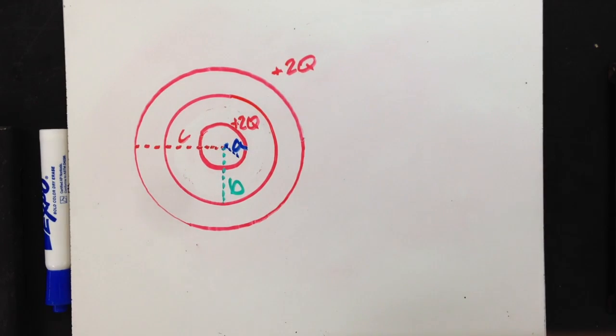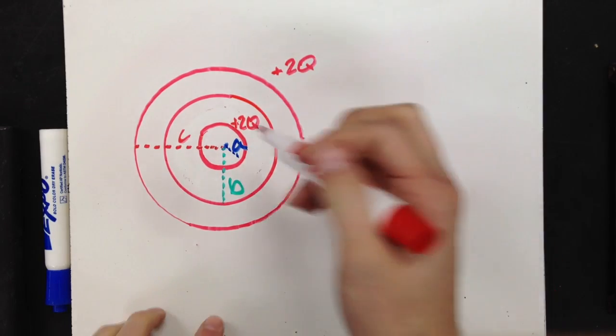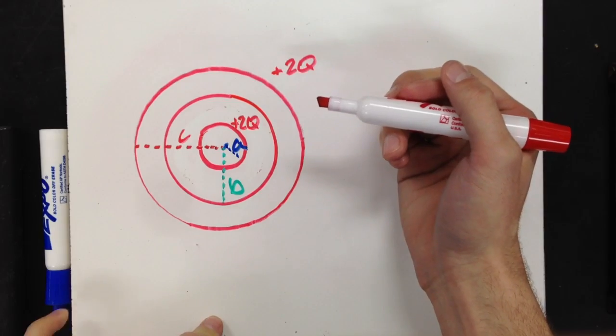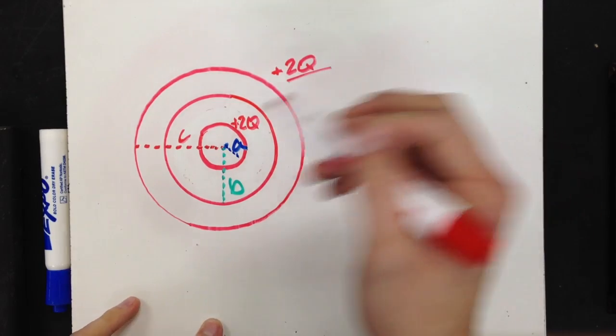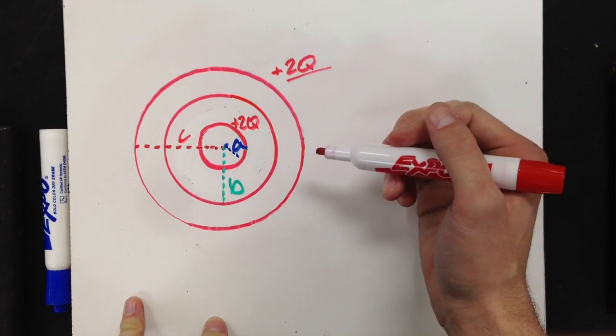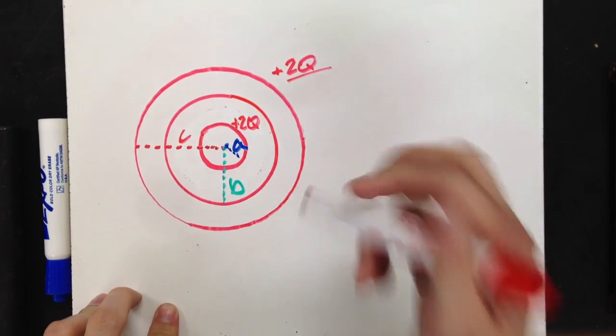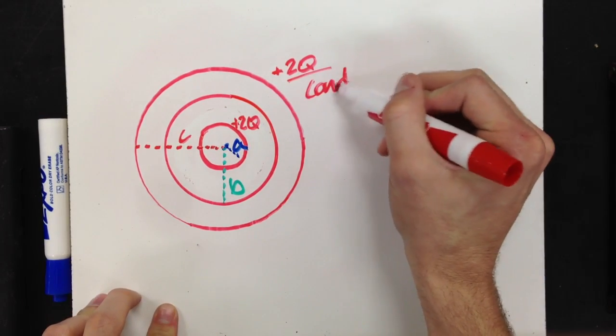I want to work one more example with you dealing with our concentric spherical conductors. Try saying that 5 times fast. But I want to do one where my inner sphere has a charge 2q, and so does my outer sphere. In other words, they both are going to have the same overall charge. And again, they're both conductors.